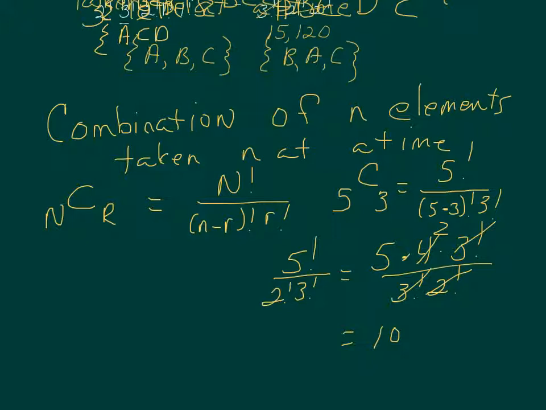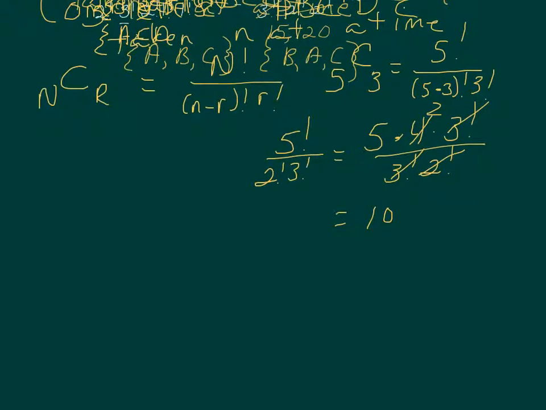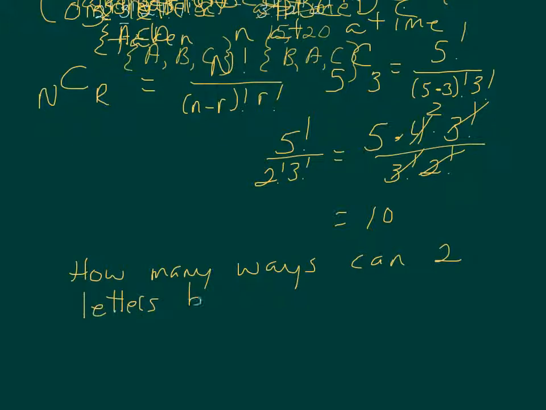All right, so let's see how many different ways two letters can be chosen from A, B, C, D, E, F, G.